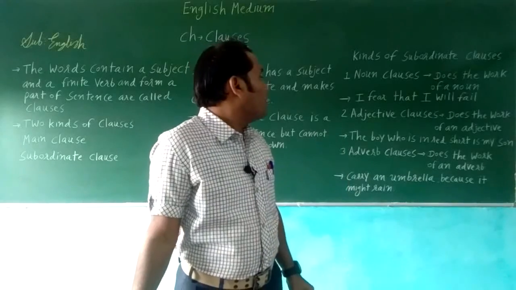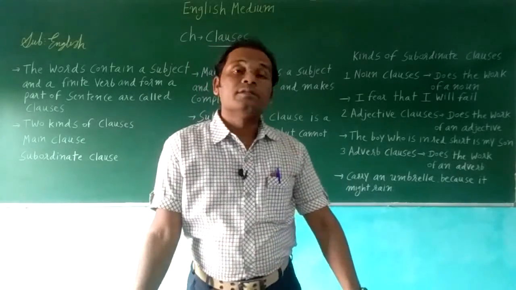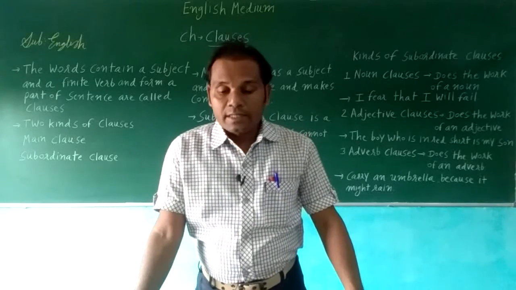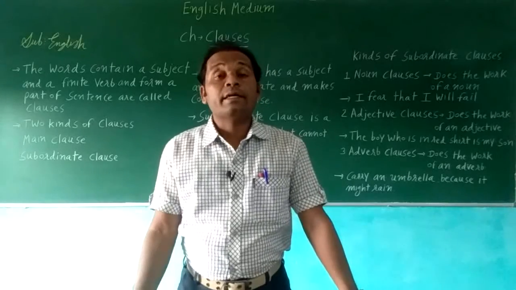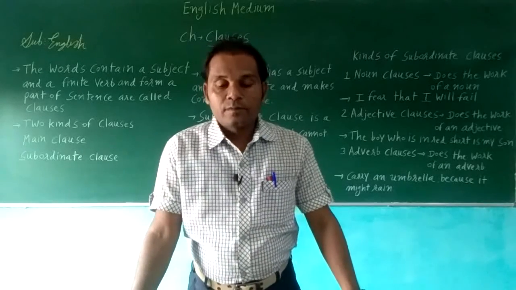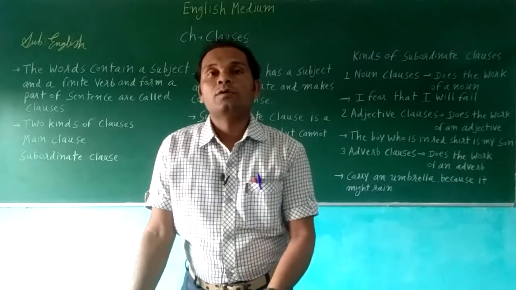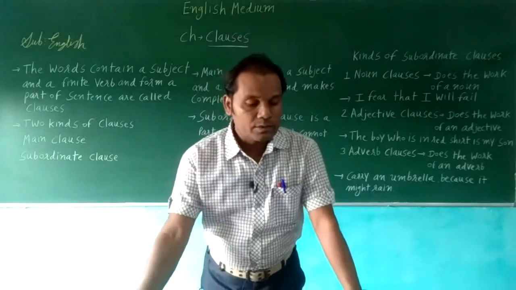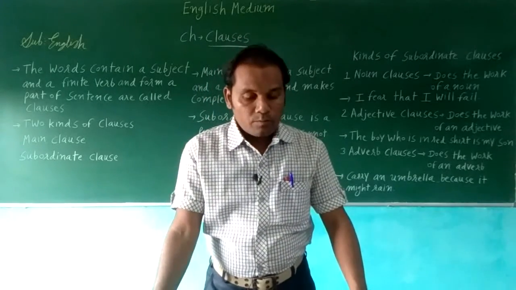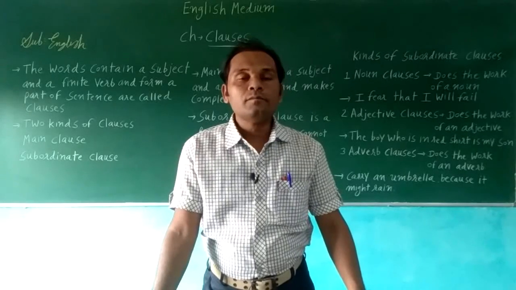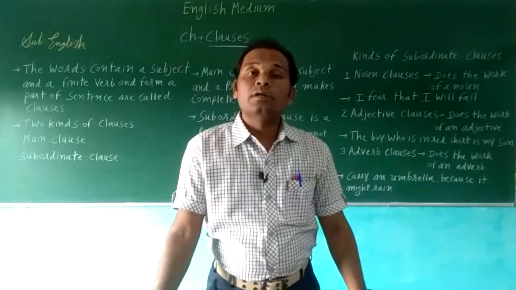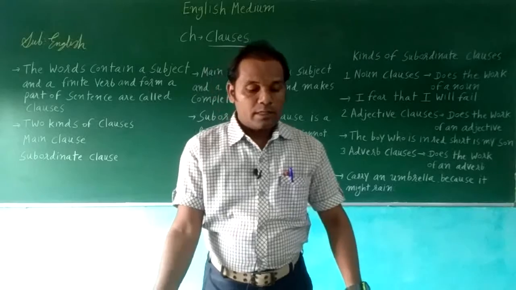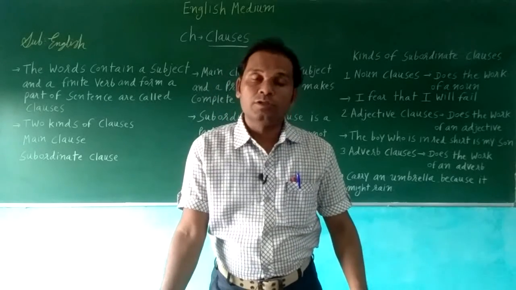Here the example given is: the boy who is in the red shirt is my son. It points to a particular person, doing the work of an adjective. In short, an adjective clause gives us more information about a noun, and such clauses are also called relative clauses.